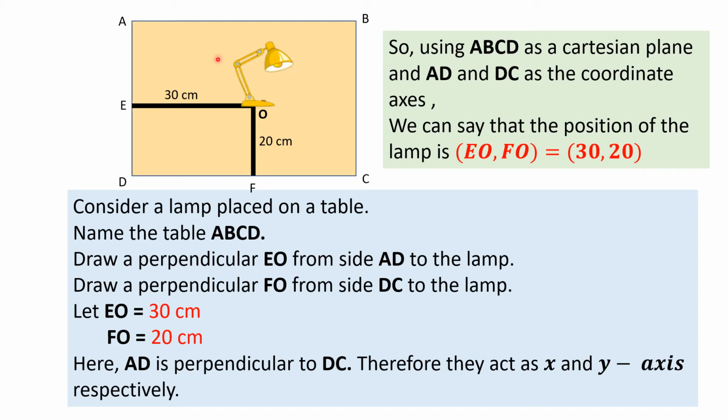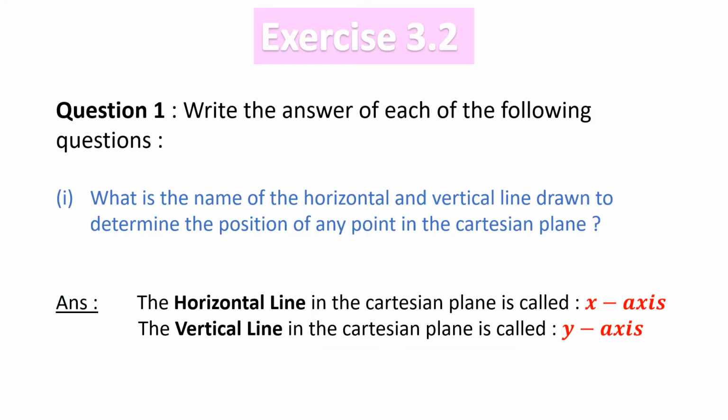Which means this lamp is at which position? What is the position of this lamp? 30, 20. So I have used the Cartesian plane and explained the position of the study lamp on the table to you. That is what they have asked us to do in the question. Now let's look at the second one. The second question, as I told you, will be an assignment for you, and it will not be coming in your exam. It's just a conceptual question.